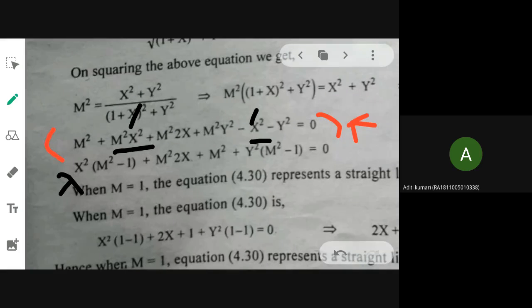Then next thing, between y squared and m squared y squared, what is common? y squared. So they have taken y squared out. So inside the bracket again you will be having m squared minus 1. The other terms they have retained. Okay, that is your next step.